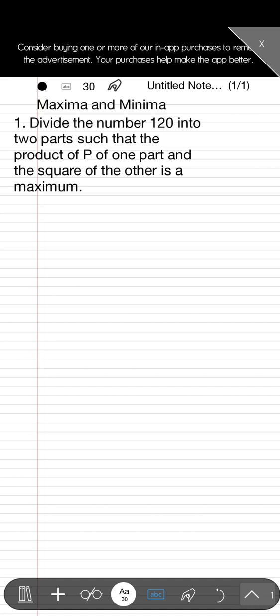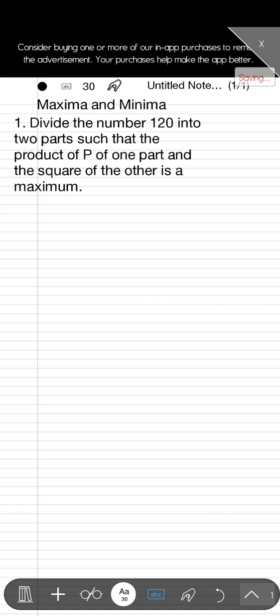So one of that is maxima and minima. Applied problems involving maxima and minima. For example, divide the number 120 into two parts. How will you interpret that? Paano ma-interpret mo ang divide the number into two parts? For example, yung number na yun daw, yung 120, i-divide natin into two parts.